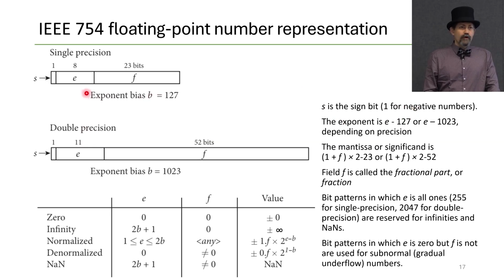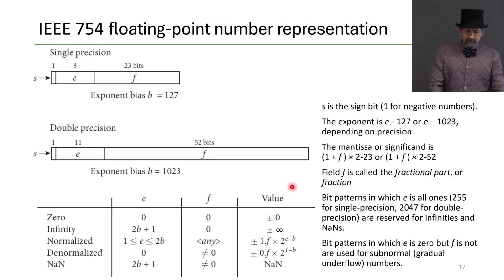So 8 bits will represent 0 through 255. So the bias will be 127, allowing us to use half of that range of the exponent for positive powers of 2 and half of that range for negative powers of 2. So the exponent for single precision will be e minus 127. And for double precision, it'll be e minus 1023.